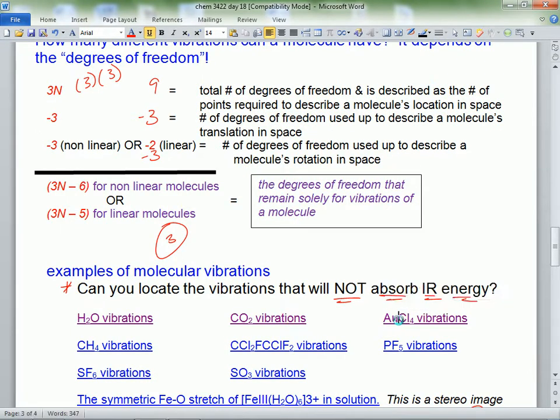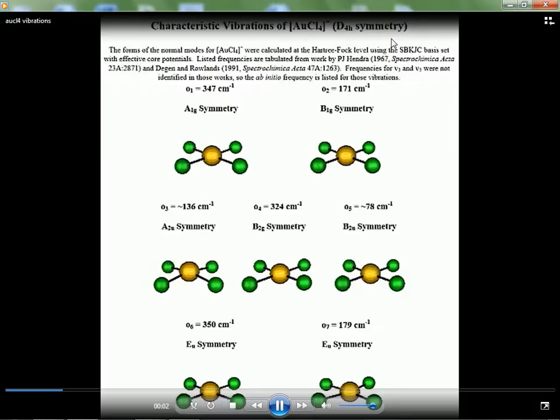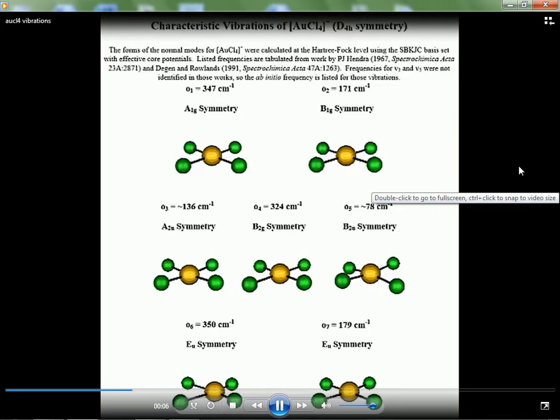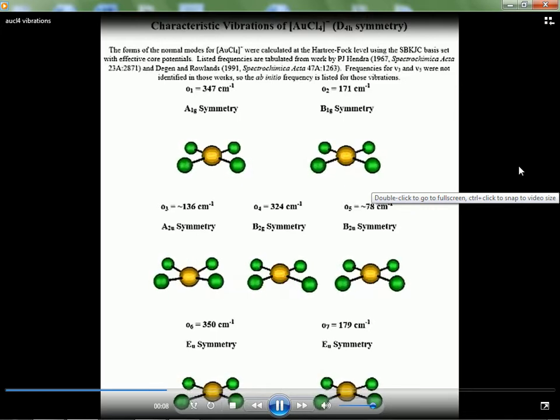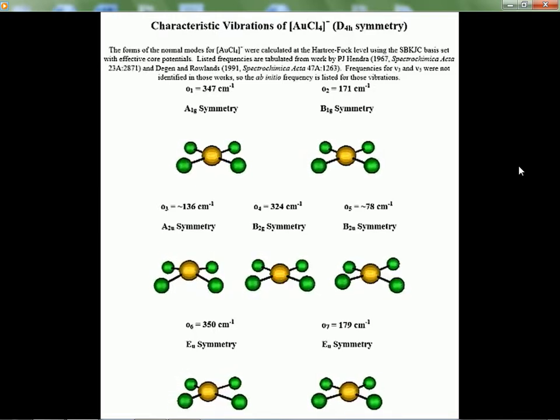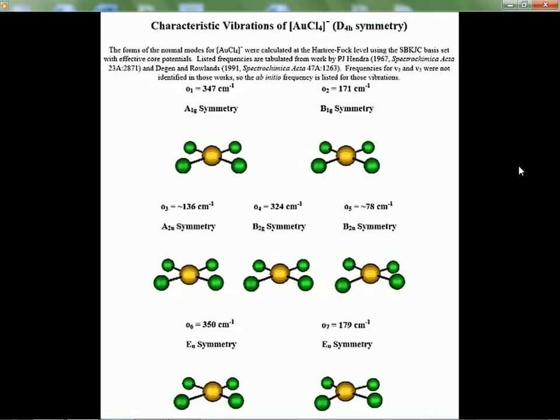Here's AuCO4. Do you see any here that are IR inactive? First one, second one, fourth one, fifth one. Not the third one. Sixth one and seventh one.